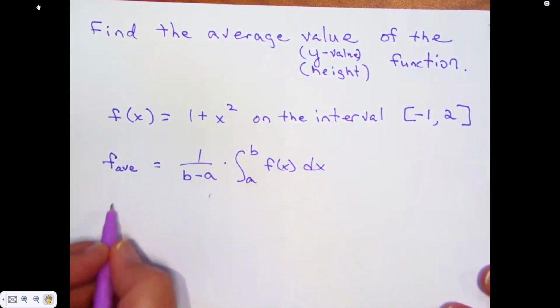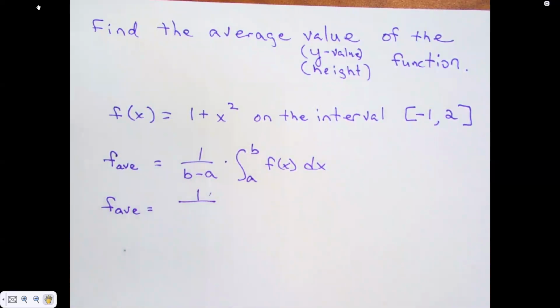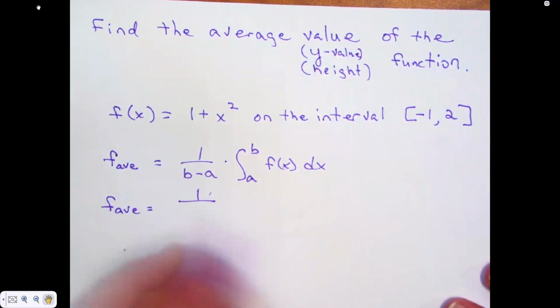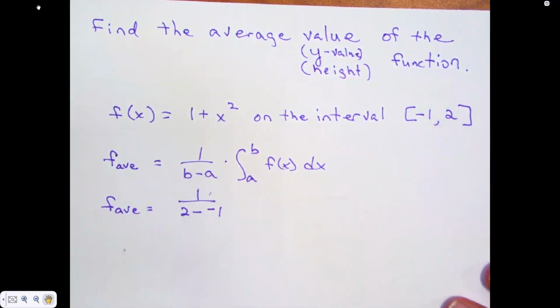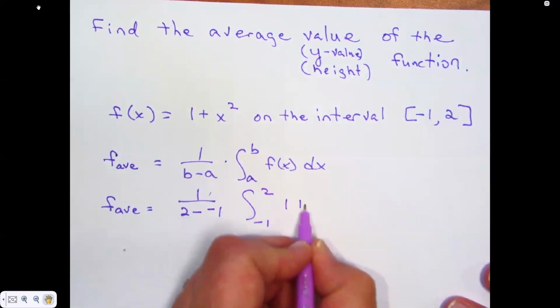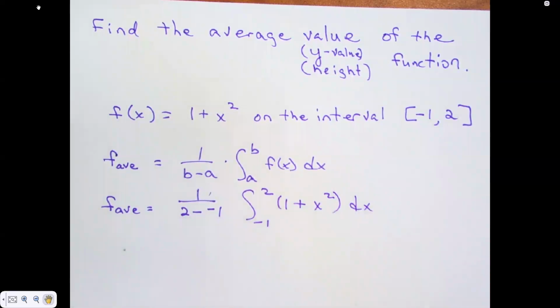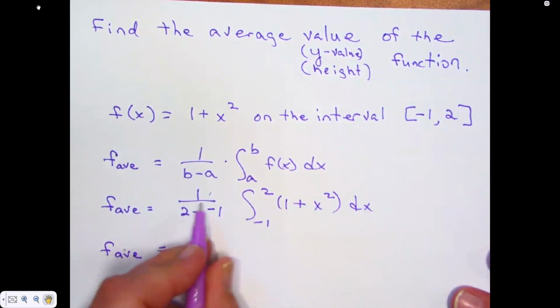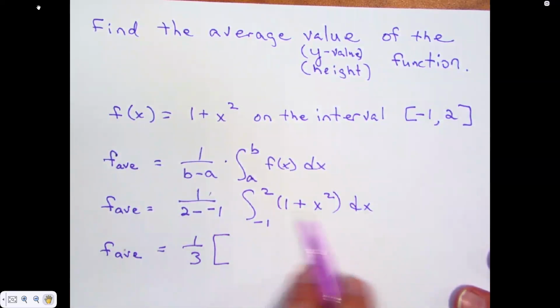All right, so let's find it. What is this going to be? Just take your time. It's going to be 1 over 2 minus, and then a just happens to be -1. So this is my start, that's my stop. And then we're going from -1 to 2, and it's on 1 plus x squared dx. Because of those two negatives, this gives us 1/3. Then we have to actually take the integral here, right?